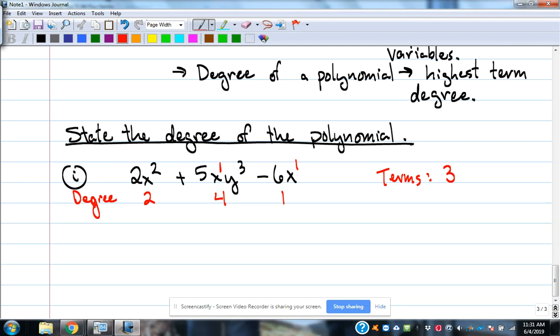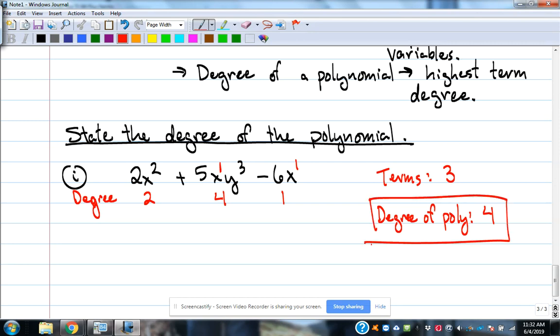The degree of the polynomial, and we'll just abbreviate polynomial with poly, would be the biggest one of those. The degree of the polynomial here is 4. So we had to find the three different degrees for each term. Then we just picked the biggest one for the degree of the polynomial. It really is that easy to get the degree of the polynomial. Okay. Let's look at a couple more of those.